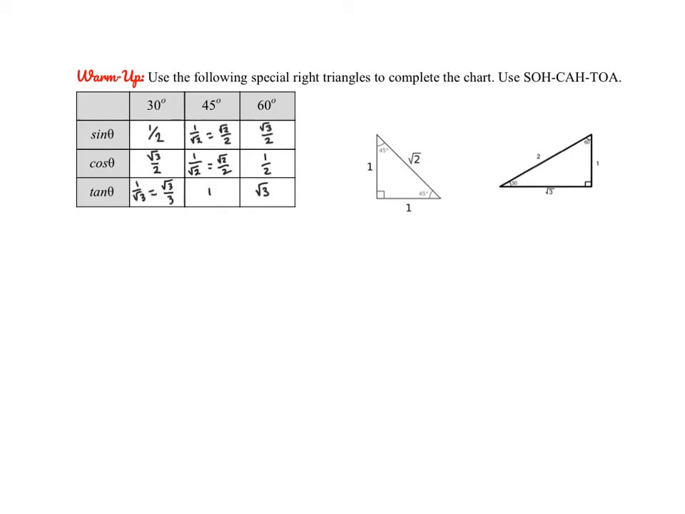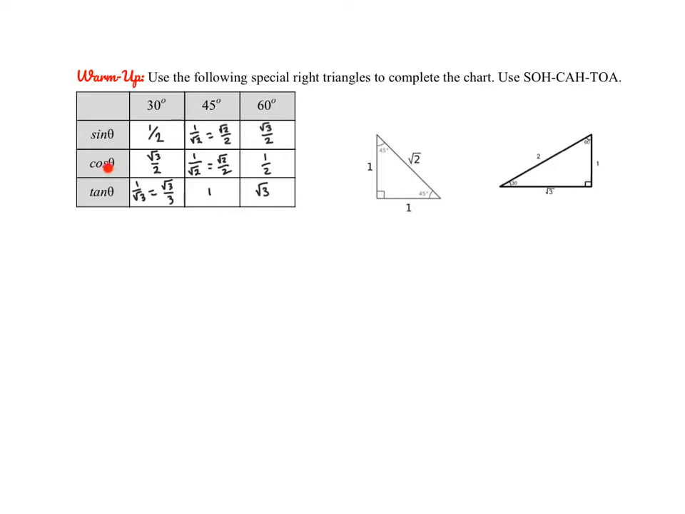All right, so you can see here I was able to fill out our chart using these special right triangles, which you should have hopefully memorized from geometry. So remember, SOHCAHTOA helps us remember the ratios for our three trigonometric functions, sine, cosine, and tangent. So sine is opposite over hypotenuse. So for 30 degrees, if you look opposite over hypotenuse, it's 1/2. For 45 degrees, it's 1 over root 2, which we're going to write as root 2 over 2. And then here's 60 degrees, opposite over hypotenuse is root 3 over 2.